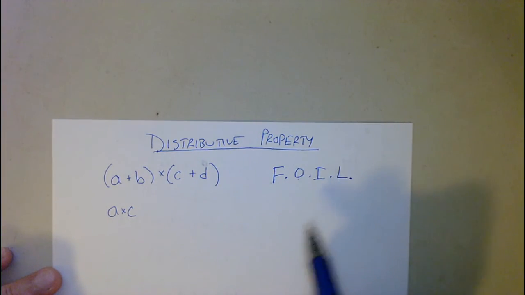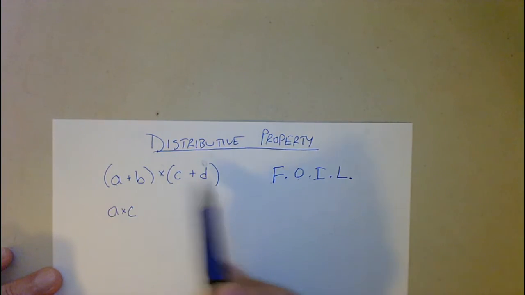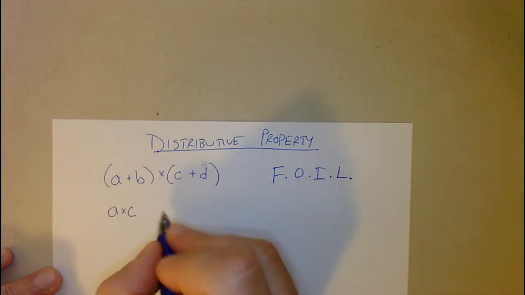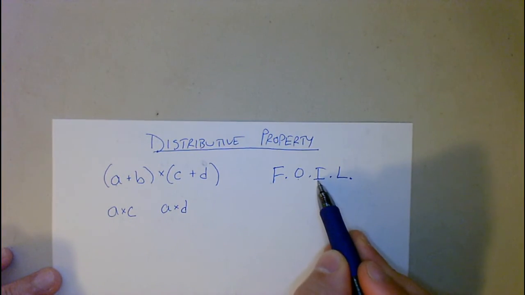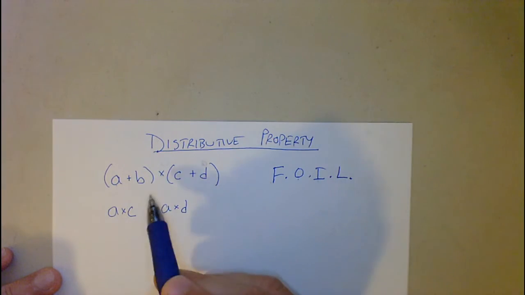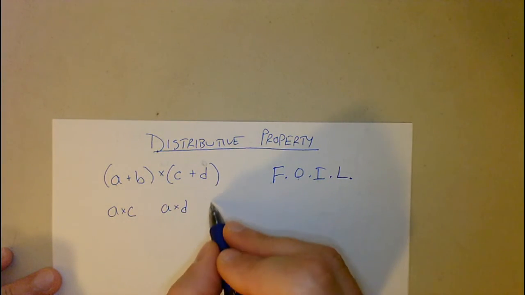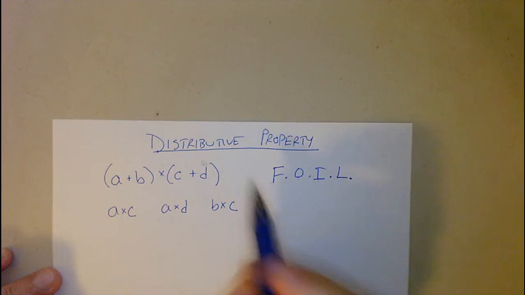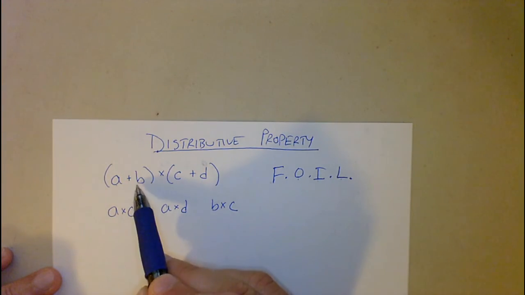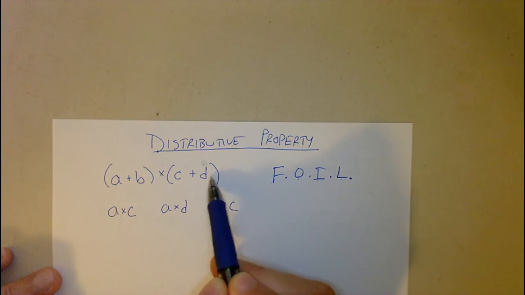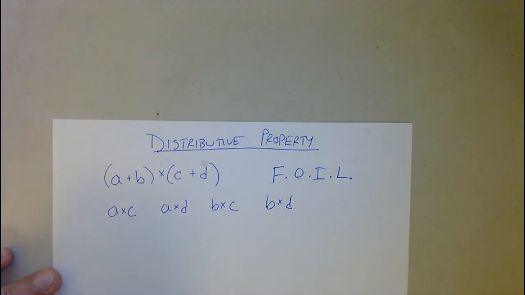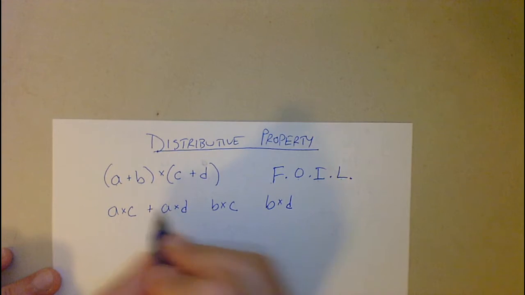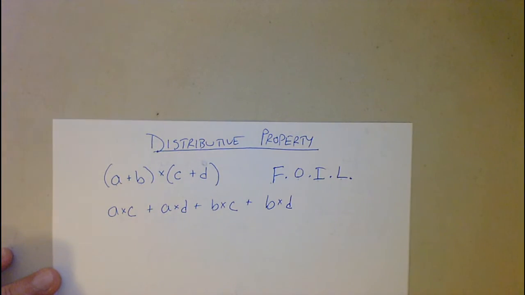So the O stands for outer. A is on the outside, D is on the outside. So I'm going to do A times D. I stands for inner. The inside bits are B and C. So B times C. And then L for last. B is the last one here. D is the last one here. So I do B times D. And to finish this off, I add all of these together.